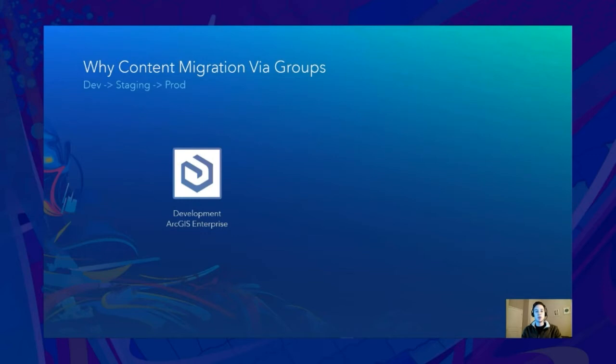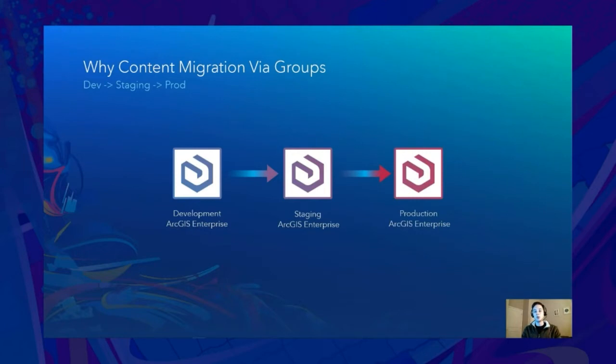In fact, it's becoming increasingly common for users to want to move an application and its related content from a group in a development ArcGIS Enterprise to a staging ArcGIS Enterprise, and then ultimately to roll out at a production ArcGIS Enterprise. Now, using content migration via groups, you can export items from the dev enterprise and then import them into the staging environment without requiring connectivity between the two. And this process can also be replicated to move content from the staging environment then to the production environment.